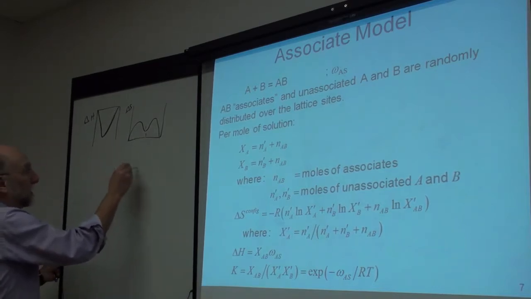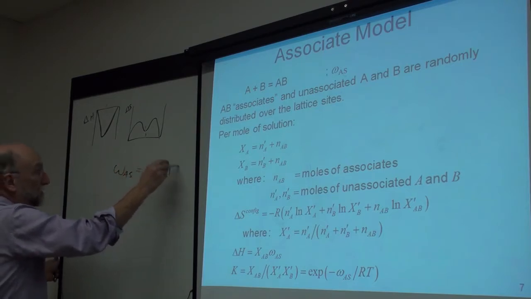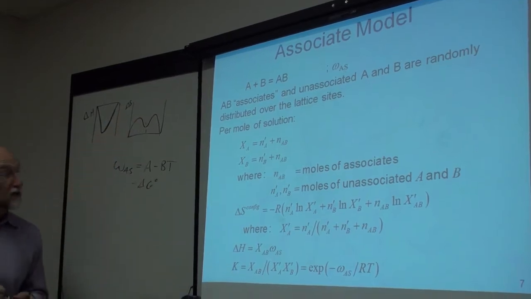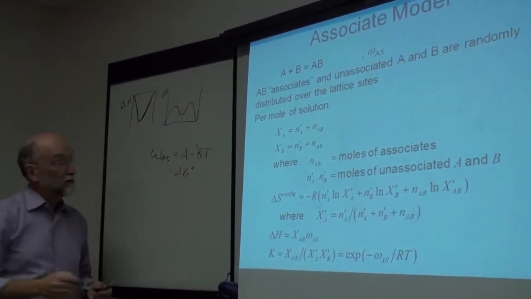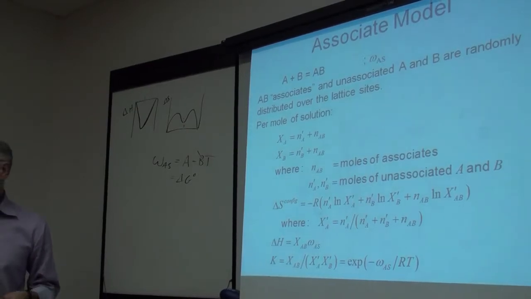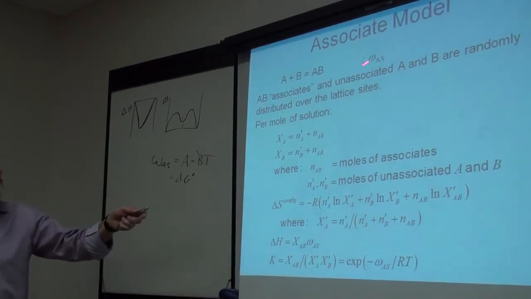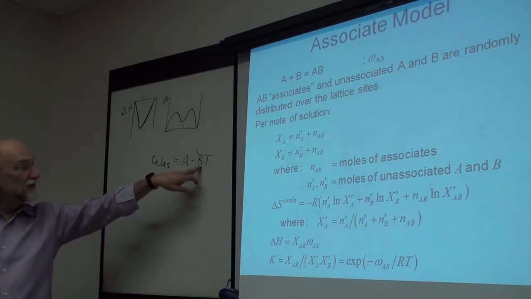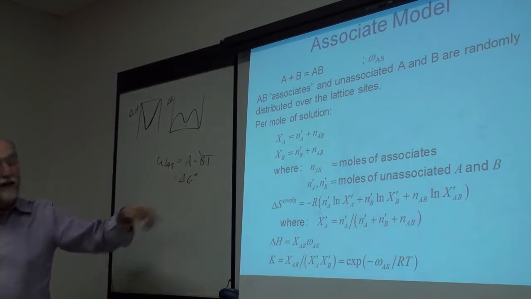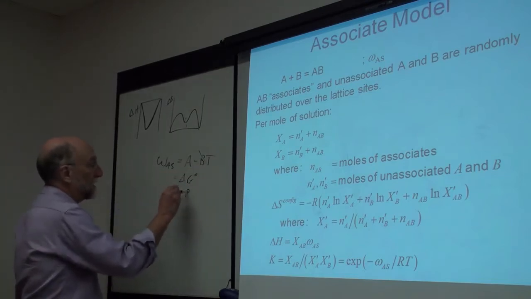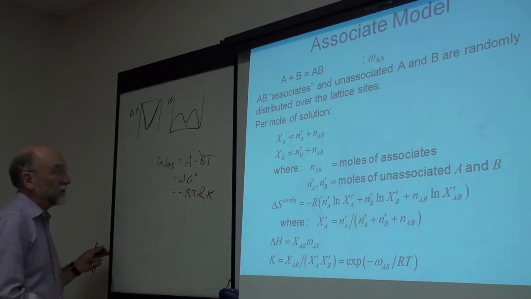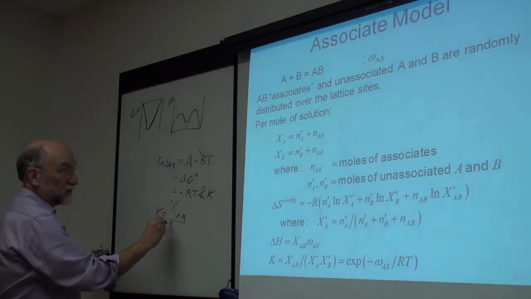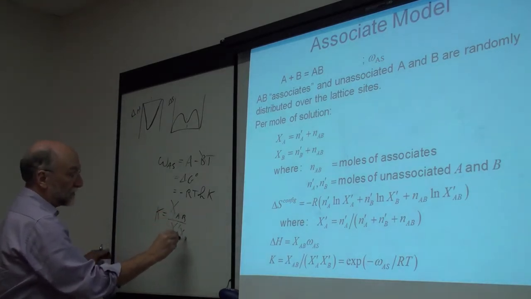You could have omega as A minus BT, equals delta G naught for that reaction. In this case, I've simply assumed that the B term is small compared to the A term. Omega, I took that to be the heat of the reaction. You could take it to be the Gibbs energy of the reaction, so that this is the enthalpy, and that's the non-configurational entropy of the reaction. And that's equal to minus RT log K for the reaction, and K for that reaction is the mole fraction of AB associates over the mole fraction of A times the mole fraction of unassociated B.